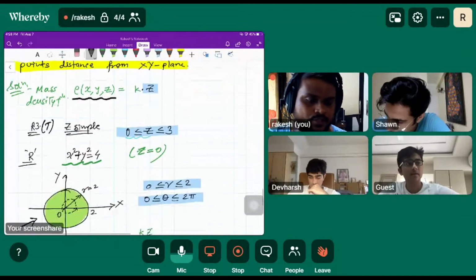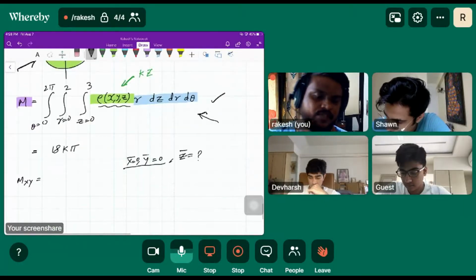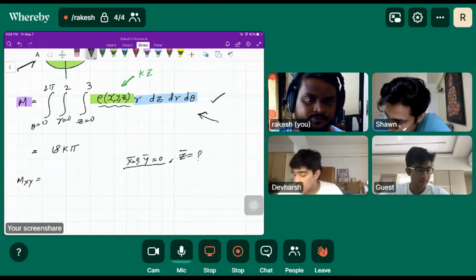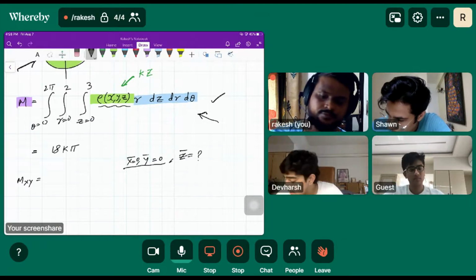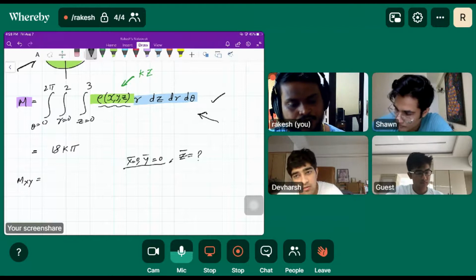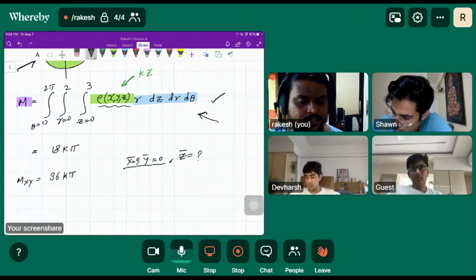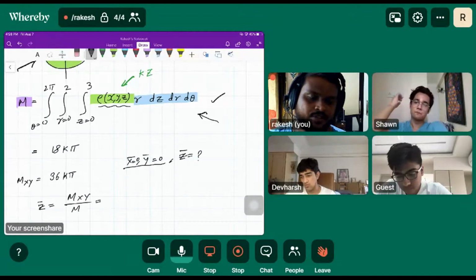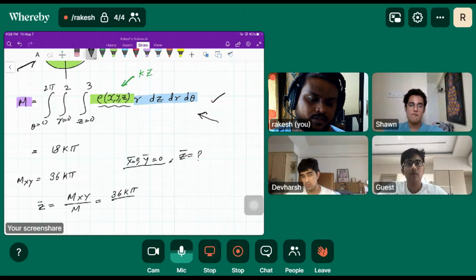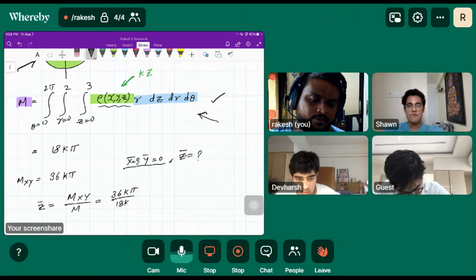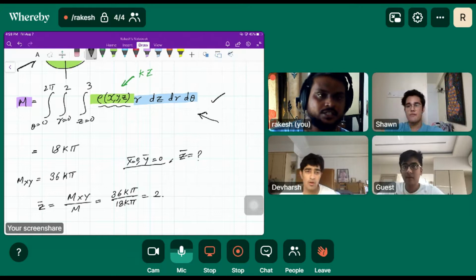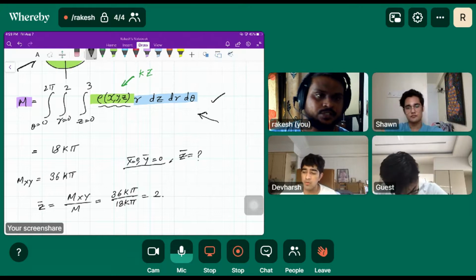So you just calculate this Mxy. Have you done that? Yeah, Mxy got 36k pi. Yes, perfect. So 36k pi, and then you can definitely find z bar, which is nothing but Mxy upon m. So 36k pi upon 18k pi, which is 2. Did you get these answers?